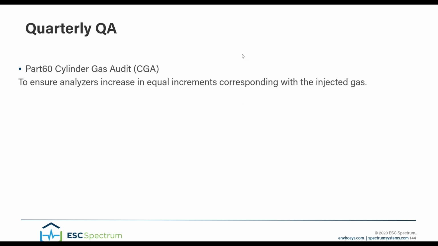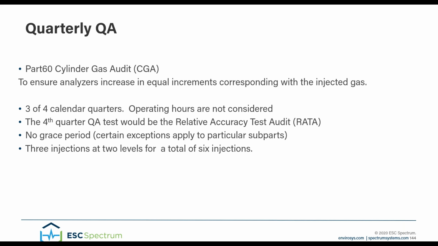Part 60 does a cylinder gas audit, and this is the same type of test as the linearity, but the differences here are it is done 3 of the 4 calendar quarters. Operating hours are not taken into consideration. There is no grace period, and of course certain exceptions apply to particular subparts, just like I've been saying all week long. It just depends. So the 4th quarter of the 4 calendar quarters, it's thought that the relative accuracy test audit would be the test for that particular quarter. 3 injections at 2 levels for a total of 6 injections.